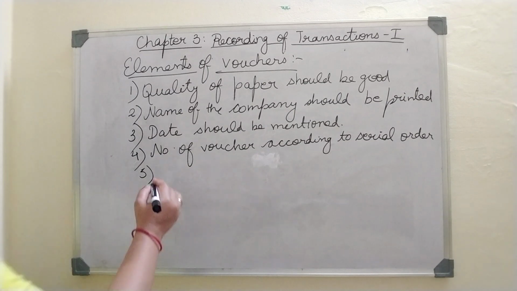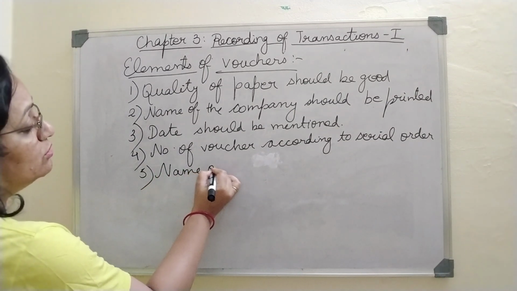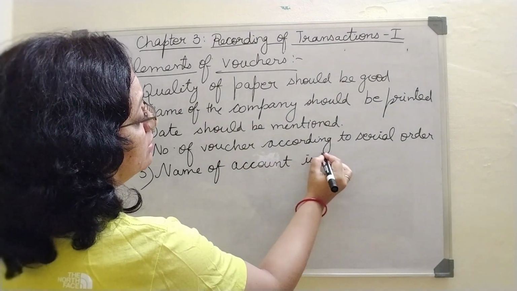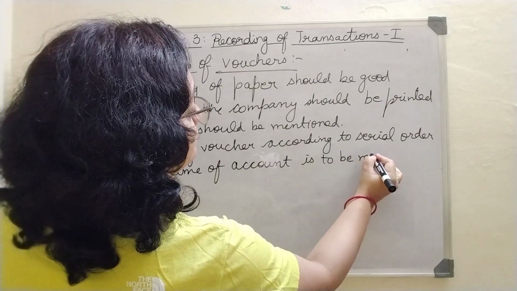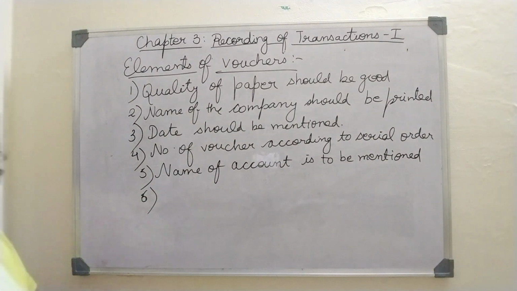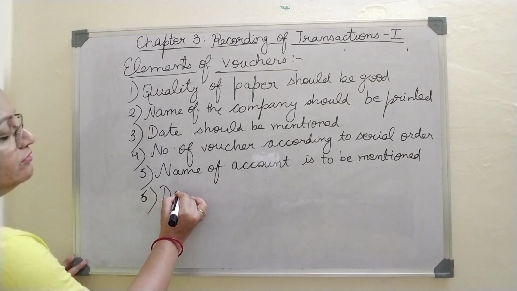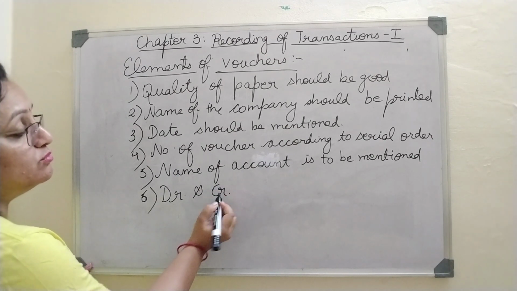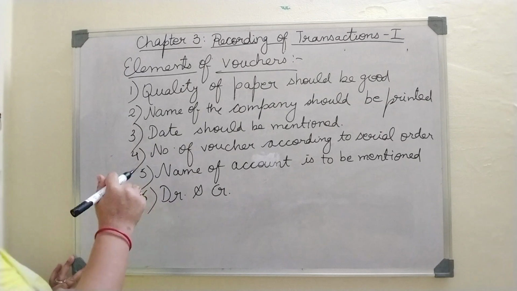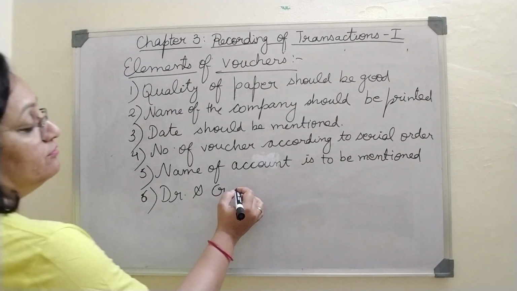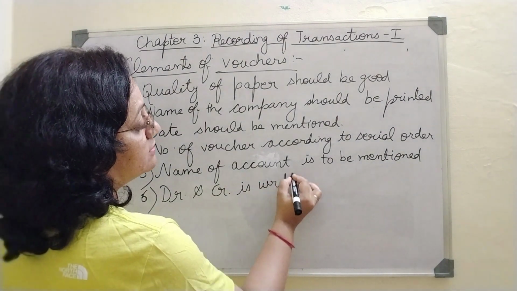Then the name of the account should be mentioned. Right now I'll show you the format of the voucher also. Next we come to debit and credit amounts, which are to be written in figures. For debit we write the short form DR, and for credit the short form CR. In most books of accounts you will notice this DR and CR. Not completely, but yes, the short forms are used. Debit and credit are written in figures. Figures means numbers.